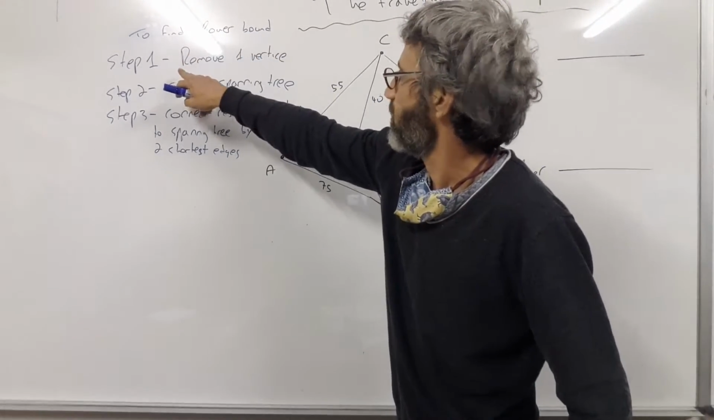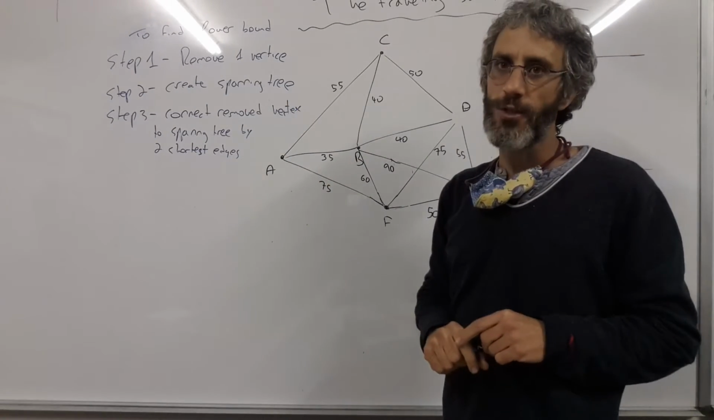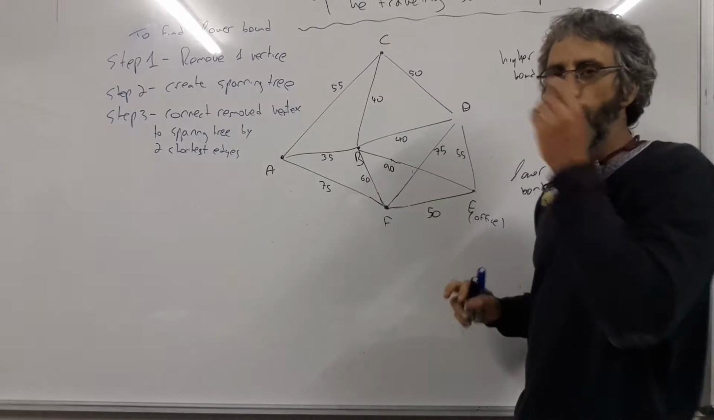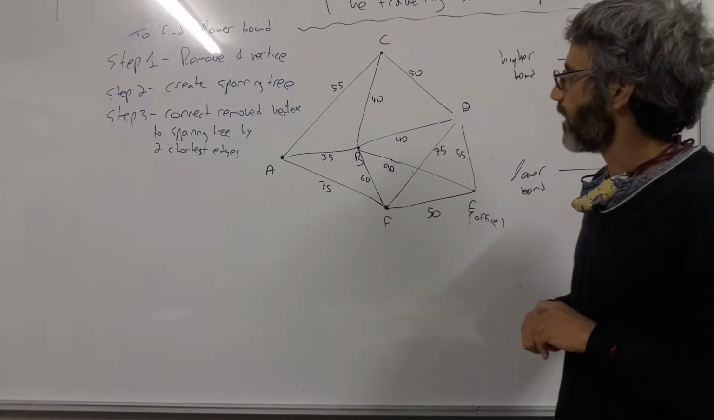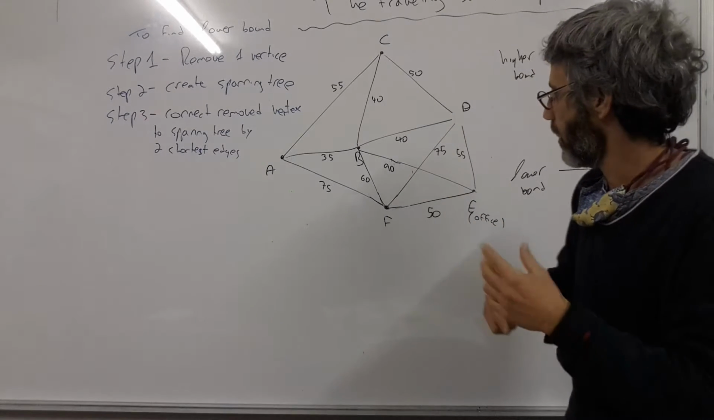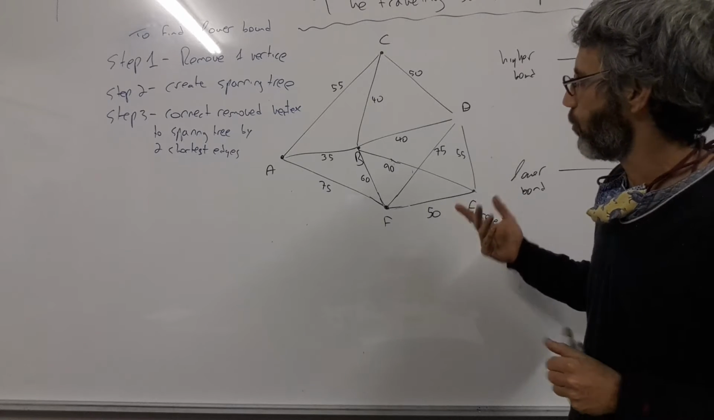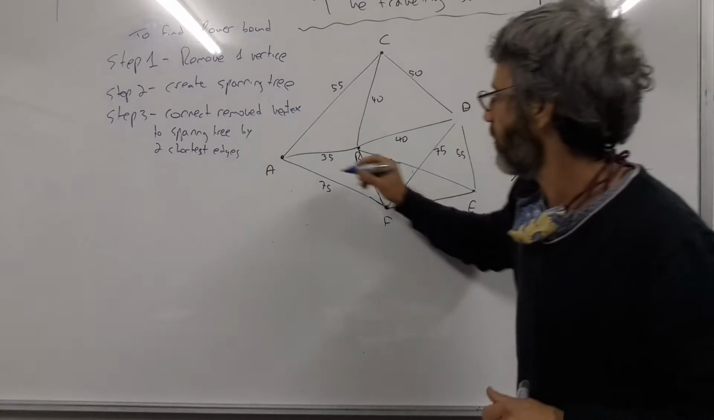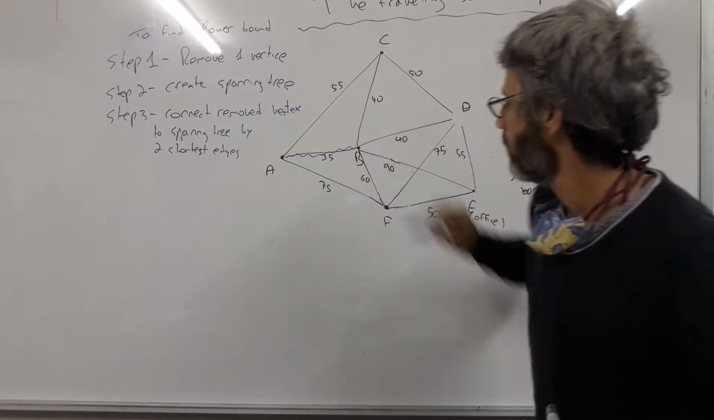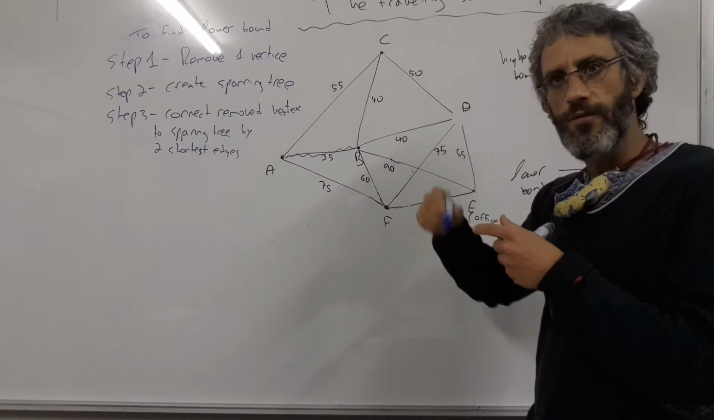Step one, remove a vertex. It could be any one, we decide to remove D. Step two, create a spanning tree of the rest. Let's use Kruskal, just to remind us how to do it. You can do Kruskal or Prim. What does Kruskal tell us? Choose the smallest edge. So 35 is the smallest one, right? And then just add them up.